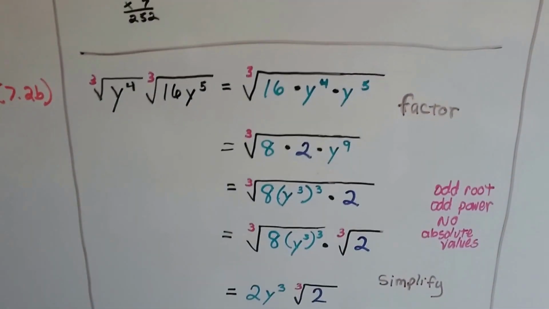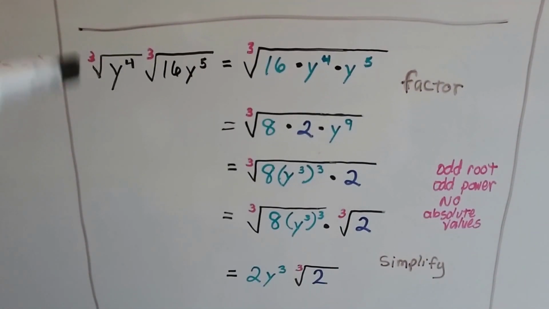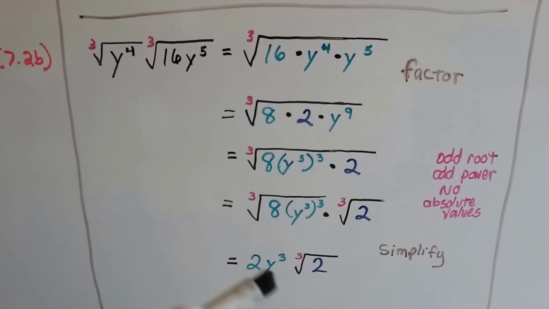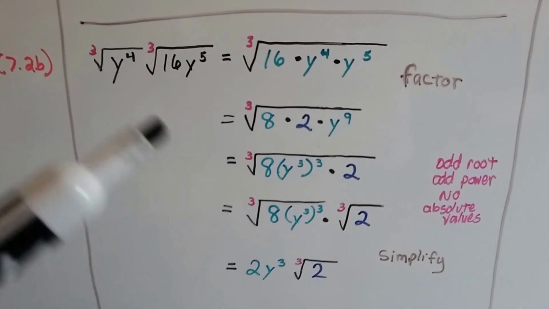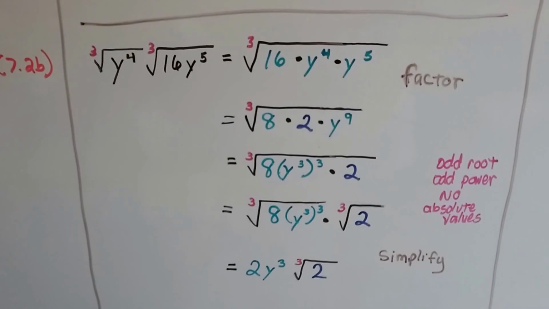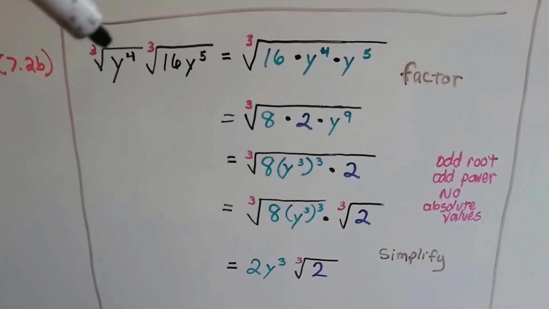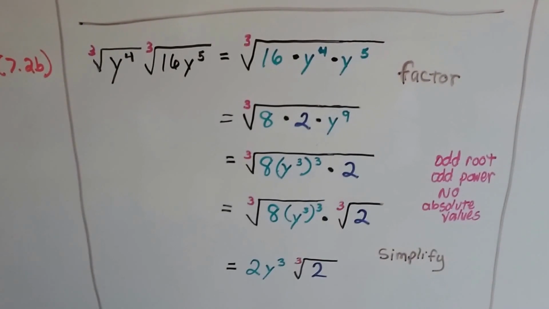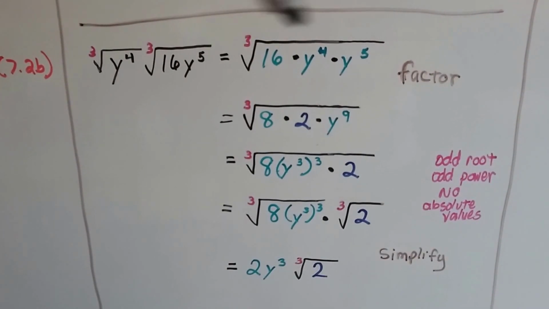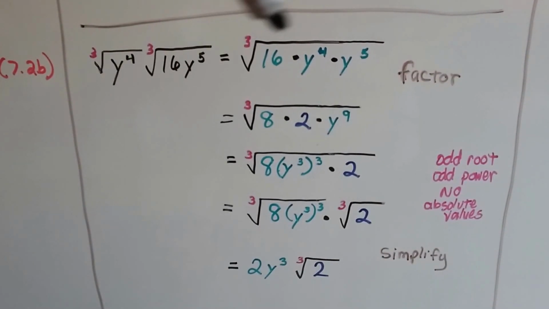And take a look at this one. Now we've got a cube root. So we're starting with an odd root. And even though we're going to end with an odd power, we don't need absolute value bars because we're starting with an odd root, okay? So we've got the cube root of y to the 4th times the cube root of 16y to the 5th. We can put it all under one radical sign.